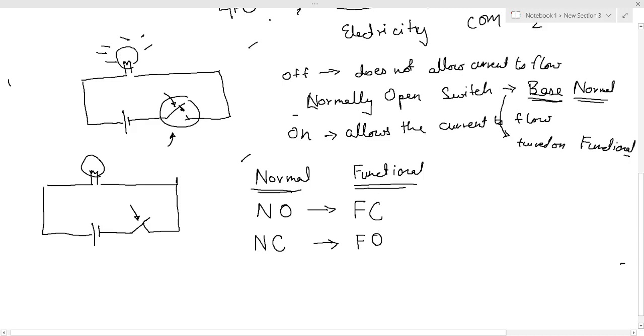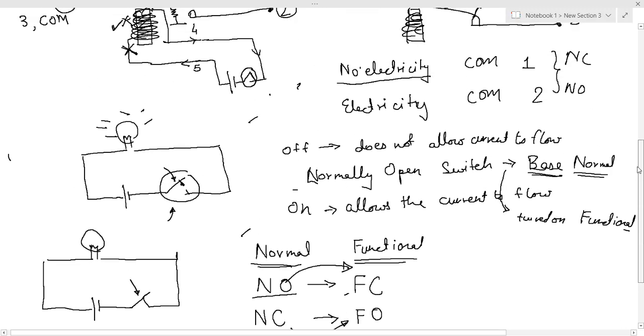Okay, so this is NOFC, NCFO. Normally open means what? When there is no input, the circuit is open. As soon as there is input, the circuit becomes closed. So NO becomes FC. In NC, what happens? When there is no input, the circuit is closed. But as soon as an input is given, the circuit becomes open. So NC becomes FO. So this is how the system works. This is NO and NC.